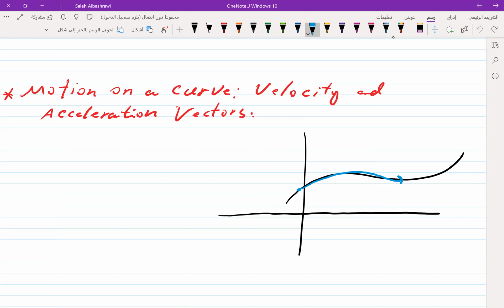The particle is indicated or determined by some vector called the position vector for some given time. As the time is changing, the position of the particle is changing, and based on that the velocity and acceleration are also changing. So let's start with the position vector.